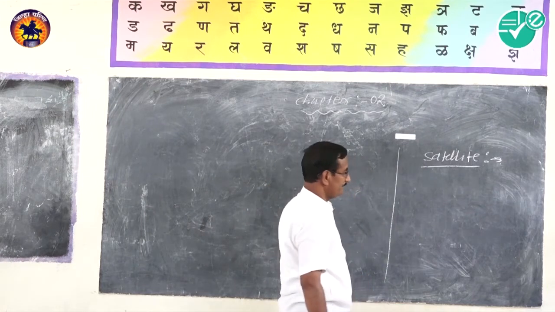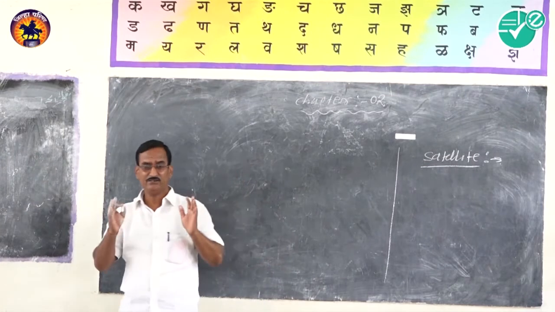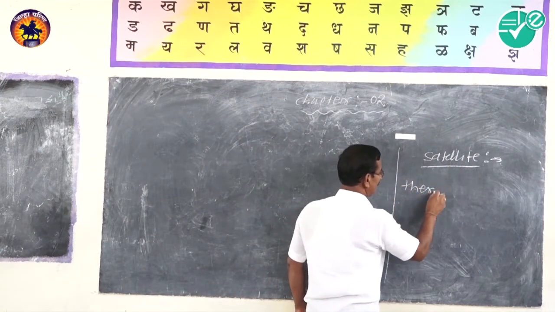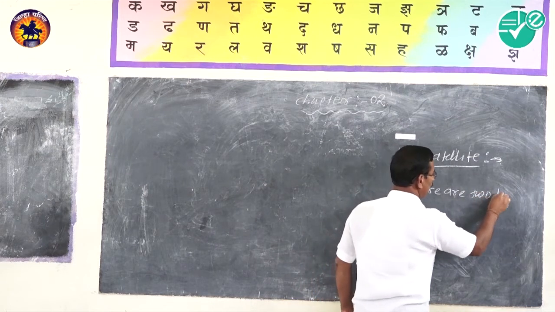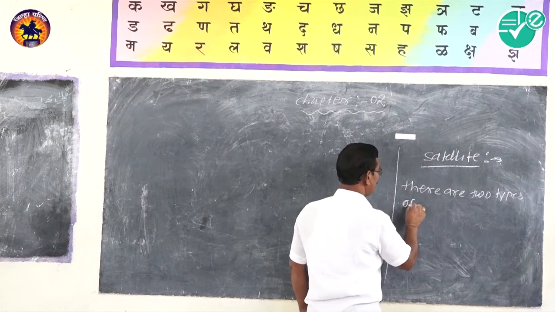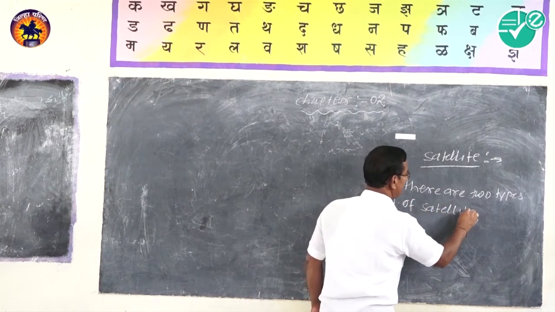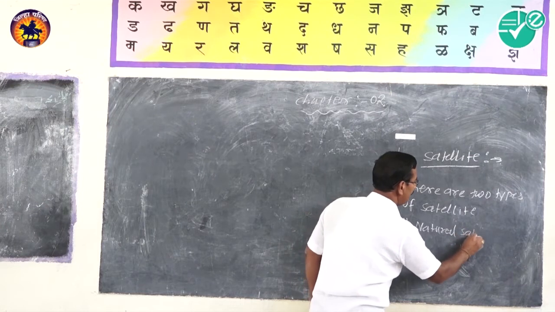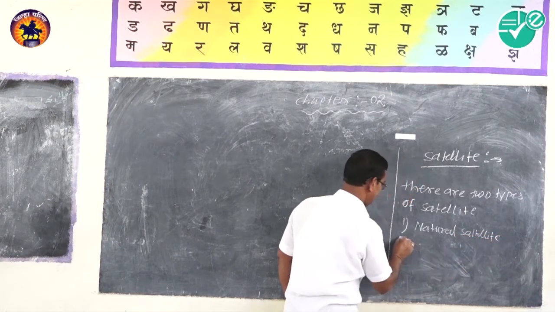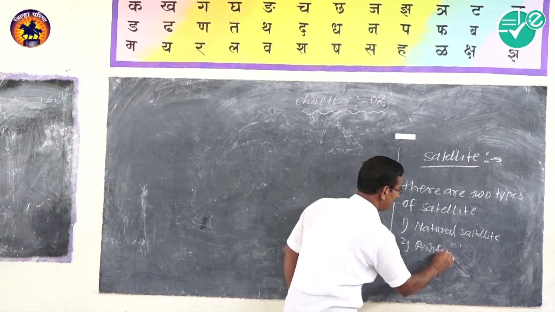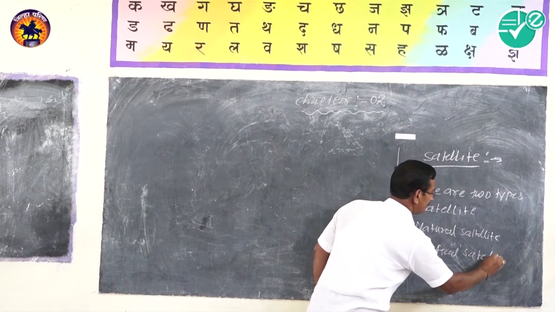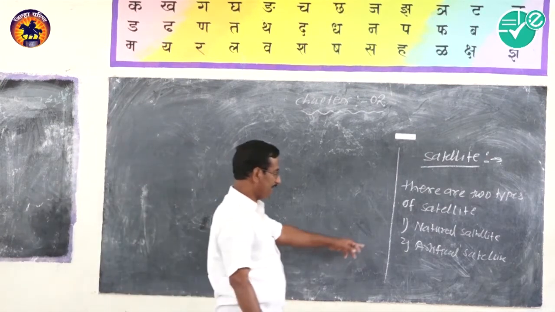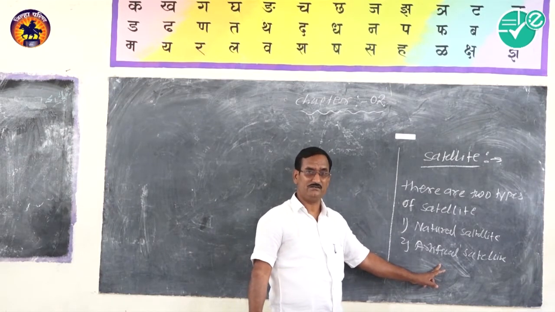These satellites are classified into two types. There are two types of satellites: one, the natural satellite, and second, the artificial satellite.